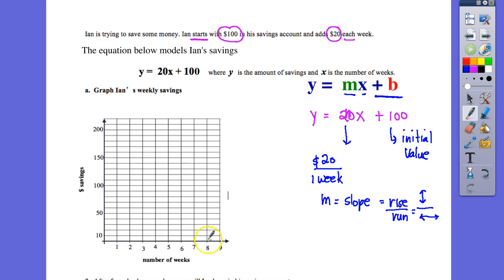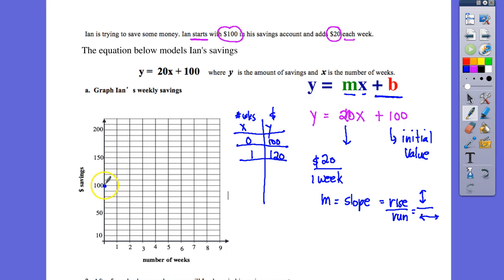The horizontal axis is the number of weeks, and the vertical axis is the savings in dollars. So at 0 weeks, he has $100 because he started off with $100. This is x, this is y. X is the number of weeks, and y is the dollars. At 0 weeks, Ian has $100. After 1 week, since he's saving $20 each week, he's going to have $120.